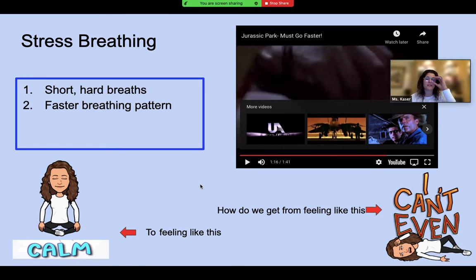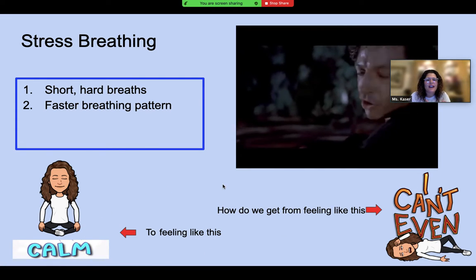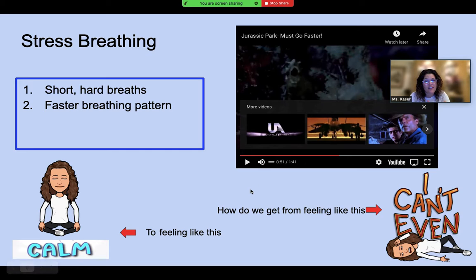Okay, so she's pretty stressed out, and her breathing pattern is short, hard breath. She has a fast breathing pattern, right? Because her body's in that state of mind where she needs that extra oxygen. Her body's working overtime. Okay, so how do we get from feeling like this, where you can't imagine being that stressed out, to calm? And that's where, okay, let's go to the next slide.